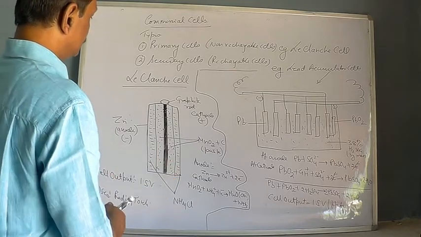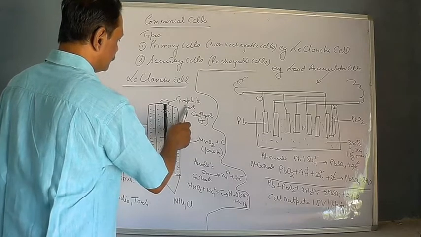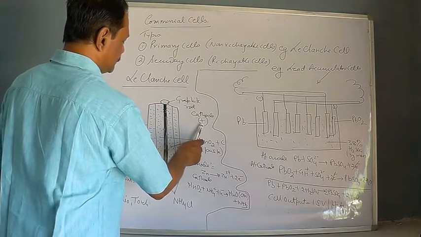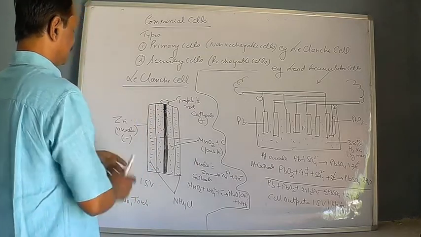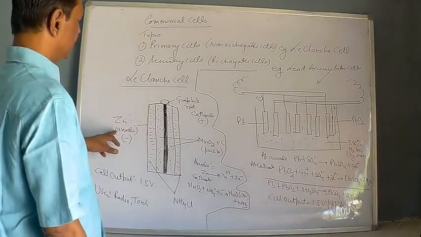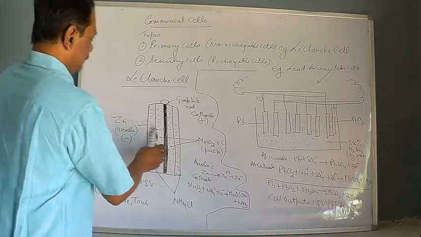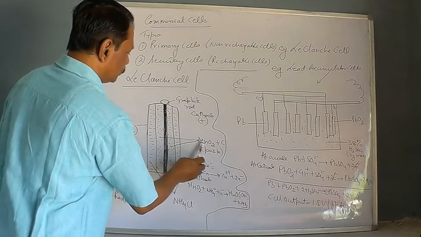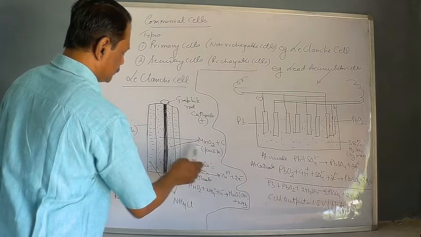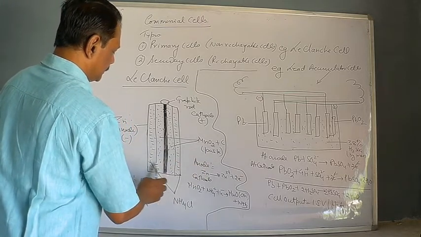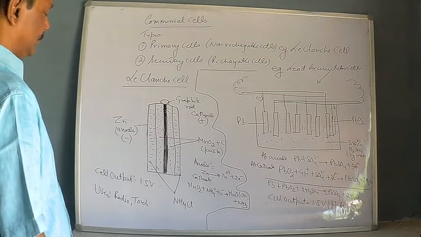How is it made up? See, in the middle you get a graphite rod which acts as the cathode, hence positively charged. Then the container, the case, is made up of zinc, acting as the anode, negatively charged. In the next compartment, MnO2 plus carbon paste is there. I repeat, MnO2 and carbon paste. And the next compartment is filled with ammonium chloride.